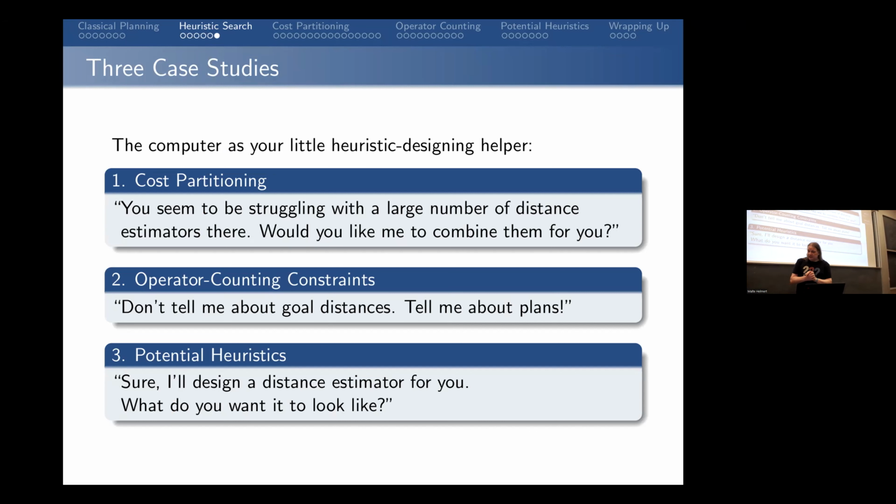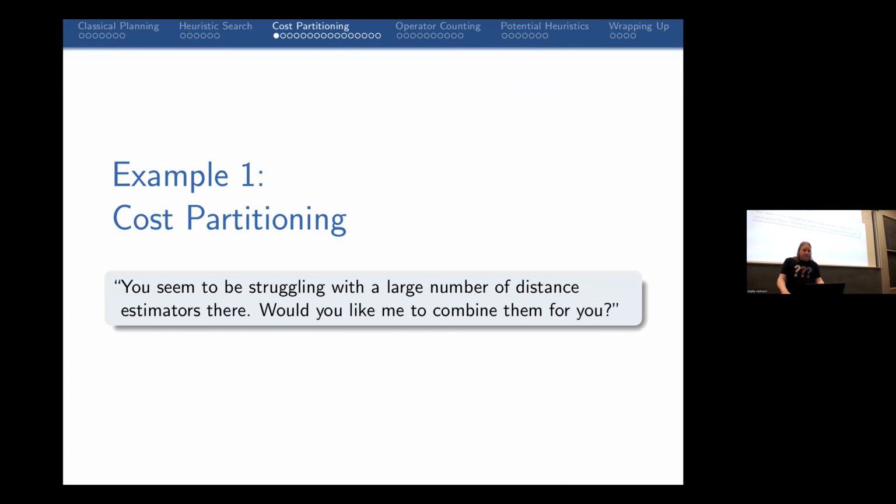All of them are about how our computer can help us come up with a better heuristic. The first part is exactly about the thing I just talked about, combining multiple heuristics. That's what cost partitioning wants to do. Basically our computer is asking us: you seem to be struggling with a large number of distance estimators there. Would you like me to combine them for you? Is there a principled way we can do that? I'll talk about the other two more when we get there. So, cost partitioning.